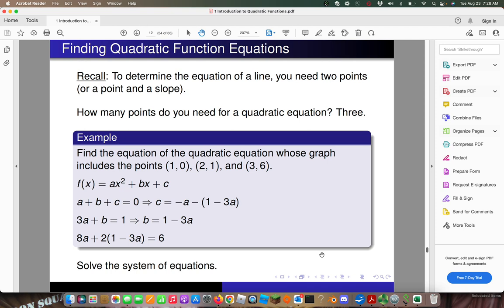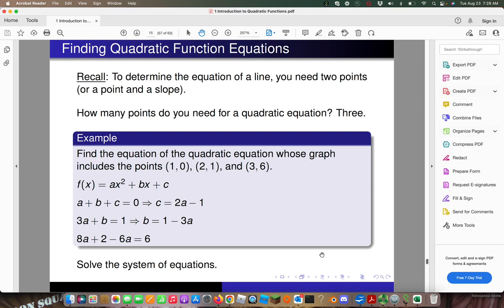Now, of course, we can simplify those as well. That minus 1 minus 3a, that negative can distribute to give us negative a plus negative 1 plus 3a. And then when we simplify that one, we get c equals 2a minus 1. We can do the same sort of thing with the third equation. Multiply that 2 through to get 2 minus 6a. Combine that minus 6a with the 8a to get 2a. And then we also subtract 2 from both sides. Do a little bit of simplification. We get 2a equals 4, and then divide both sides by 2 to get a equals 2.